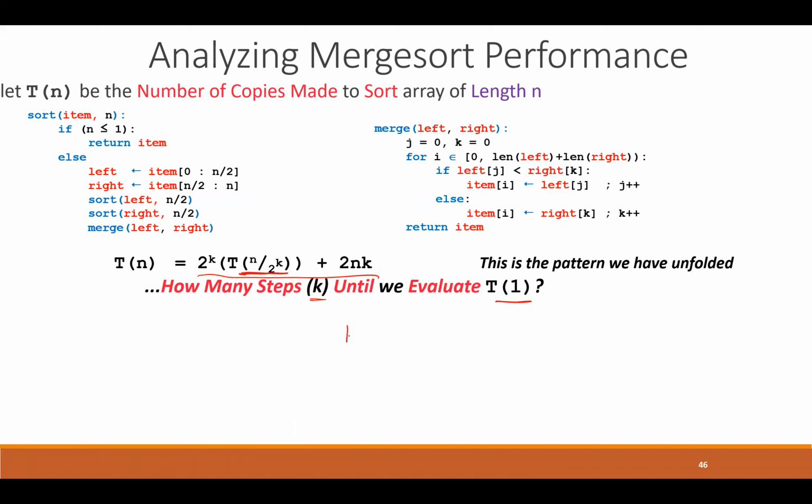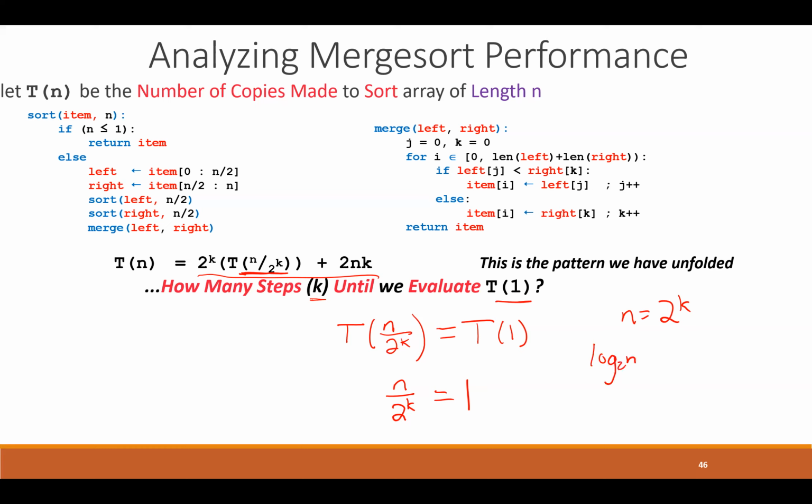Well, I assume it ends at t of n over 2 to the power k. What I know is that this actually ends at t of 1. So what I know is that n over 2 to the power k is equal to 1. That's when my recursion ends. All right, so now I can solve for k. I have n equals 2 to the power k, right? I multiply both sides by 2 to the power k. Now I want to find k. I can take the log base 2 of both sides.